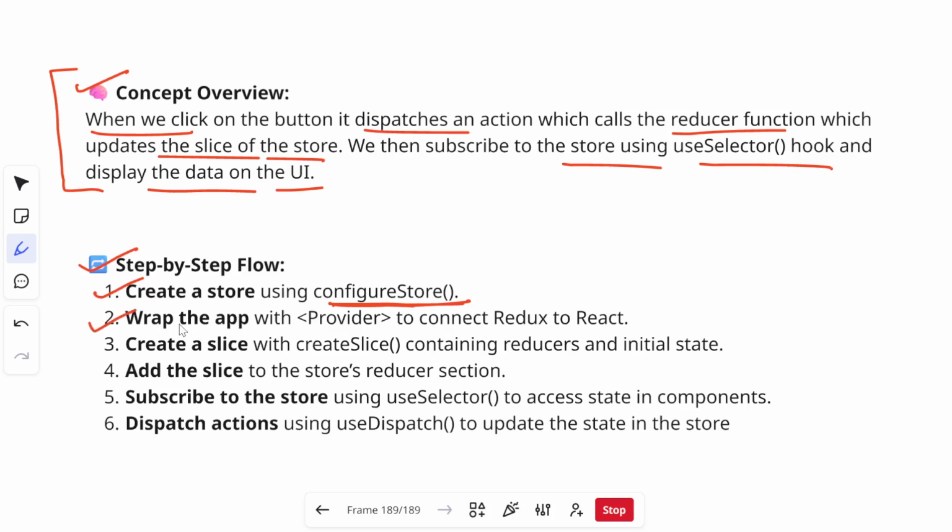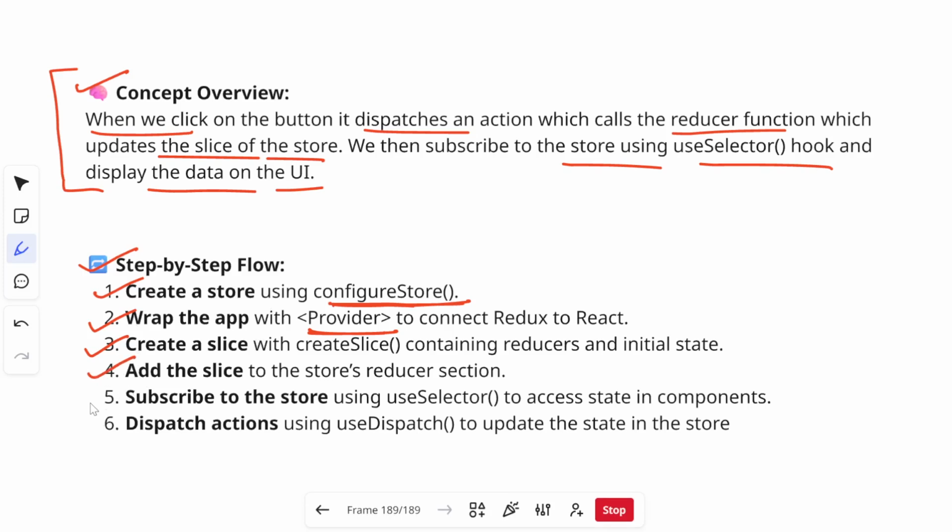Then we are going to connect our store to our React application. And how do we do that? We do that using Provider. Then once that is done, we are going to create the slice. Remember I told you what a slice is. A slice is basically a feature. We are going to create one slice, and in our case we are going to create a counter slice. Once the slice is created, we will be putting that slice into our store.